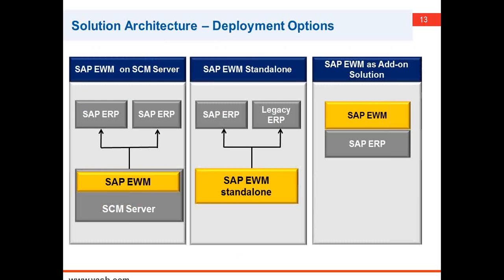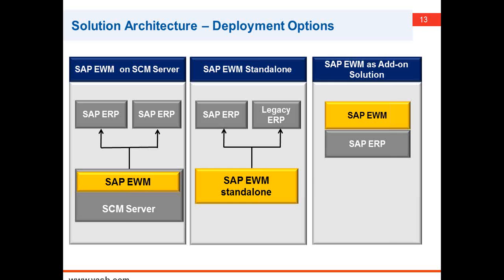So the deployment options, we have 3 deployment options from an architectural standpoint. EWM was originally on the SCM server, so delivered as part of SCM. And with this, you can connect to multiple ERP systems. So that's another change we made in the architecture, where we could have separate owners in our stock segment. So these could be different divisions. If you're a 3PL, they could be your customers' ERP systems even.